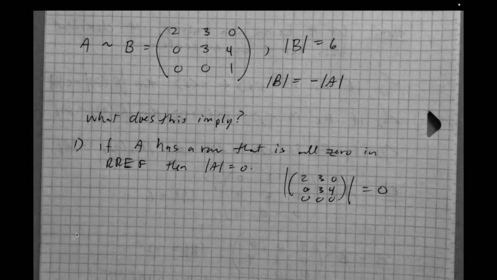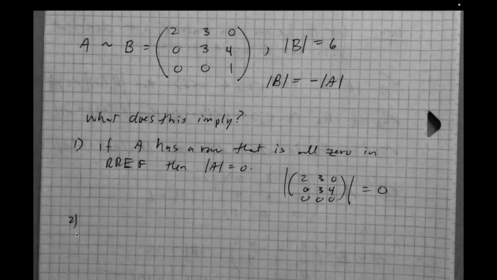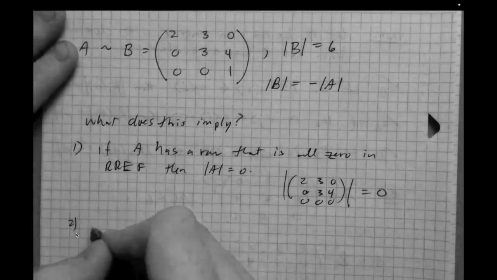So if you have a matrix where one of the rows produces an independent variable, then the determinant must be 0. Another thing that this implies is that if A has 2 identical rows, then the determinant must be 0 as well.